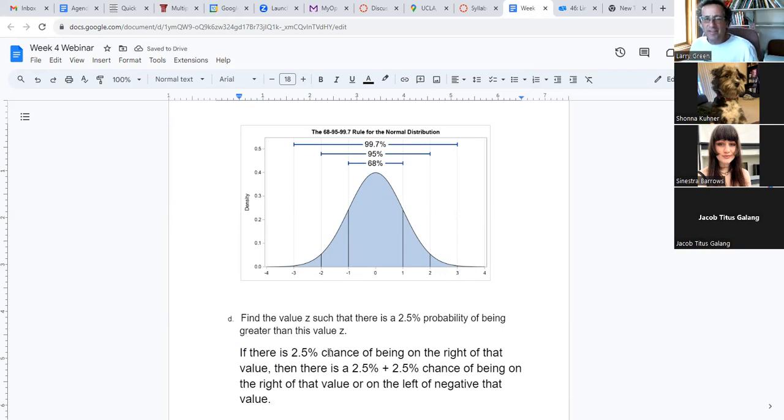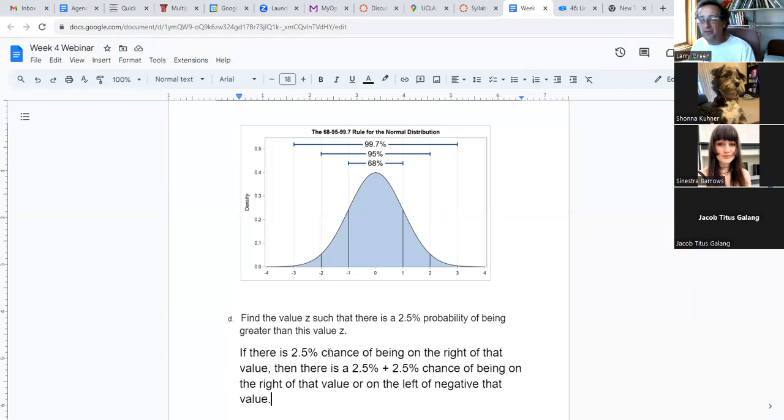Anyone lost on what I just said? That's that symmetry piece. If the left is 2.5%, then the left and the right will be 5%. And when I say the right of negative the value, gotta flip it over to the negative side. Any questions so far?